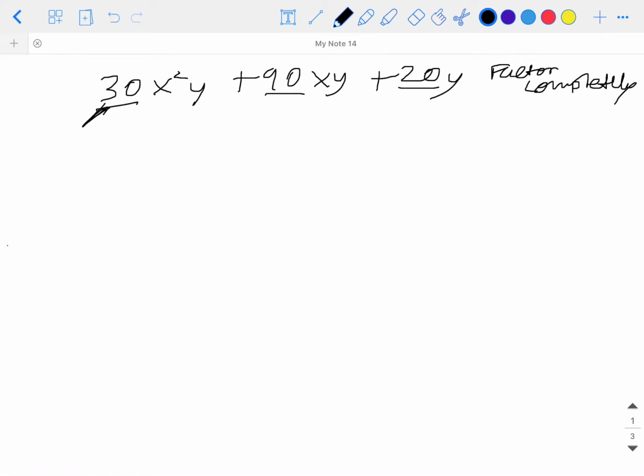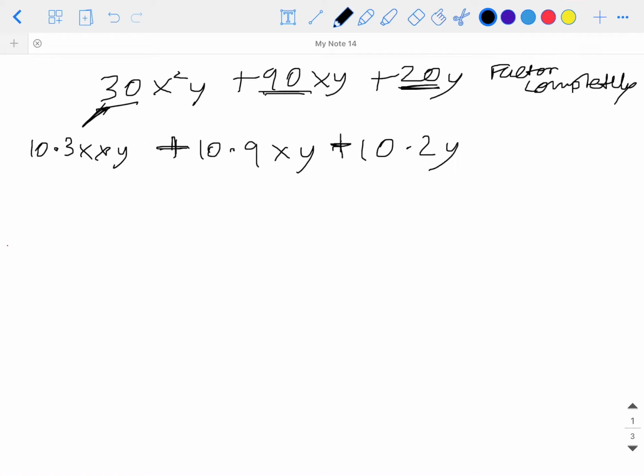So just to make this a little bit more convenient, I'm going to list this out as 10 times 3. And then because of the x squared, that means x times x times y, separated by the plus sign. 90 is the same thing as 10 times 9. And then we got xy. Separated by the plus sign, then we have 10 times 2 times y.